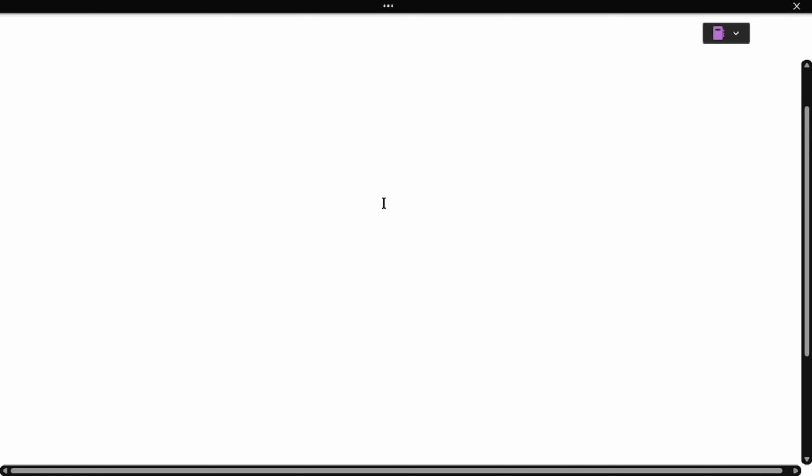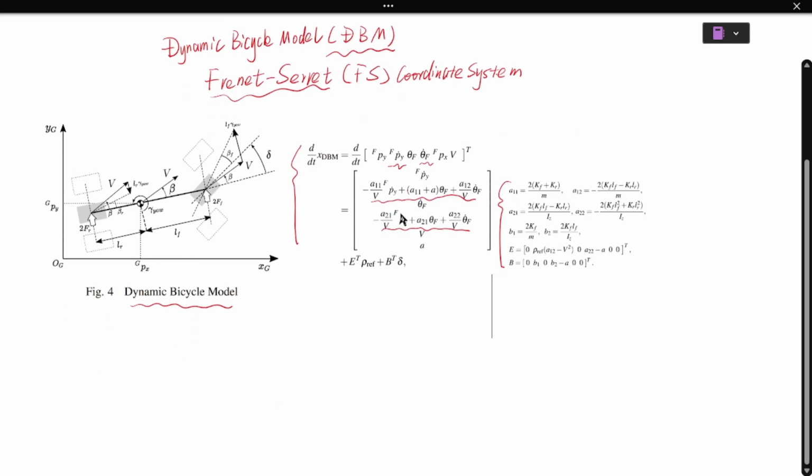Let me zoom in this screen. First, establish the 2DOF dynamic equations in the base coordinate system. M times Vy dot plus V times gamma. Here, this equation is the vehicle's lateral acceleration.